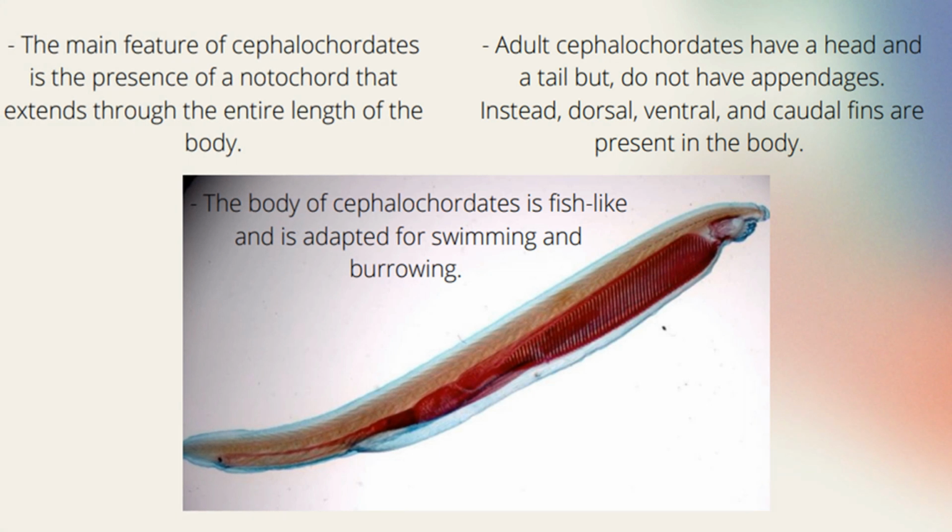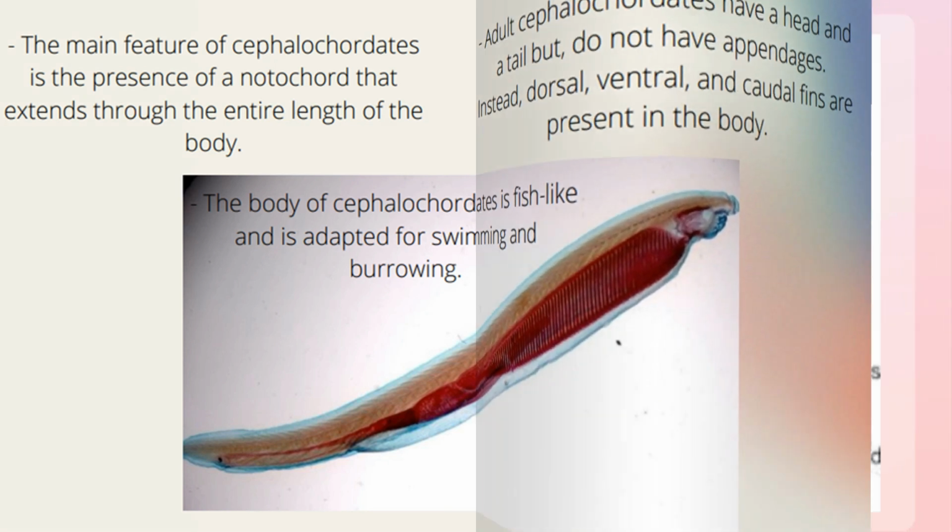The main feature of cephalochordates is the presence of a notochord that extends through the entire length of the body. The adult cephalochordates have a head and a tail but do not have appendages. Instead, dorsal, ventral, and caudal fins are present on the body. The body of cephalochordates is fish-like and is adapted for swimming and burrowing.